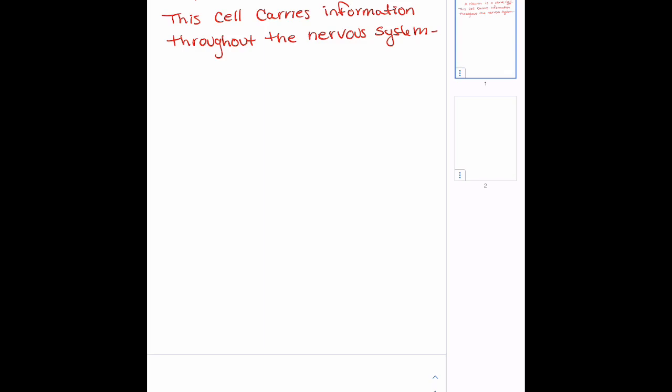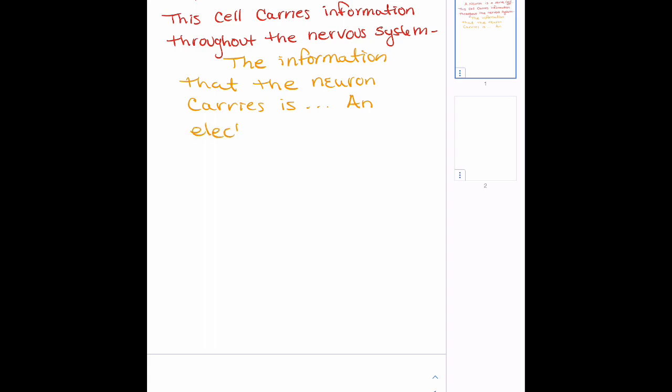The information that the neuron carries is an electrical impulse. That is impressive. Your cells carry electricity. That is impressive.